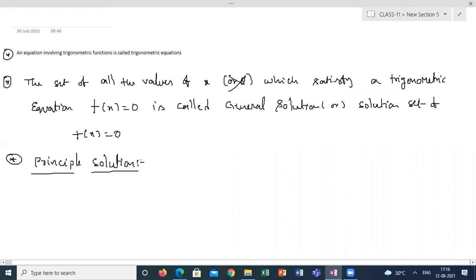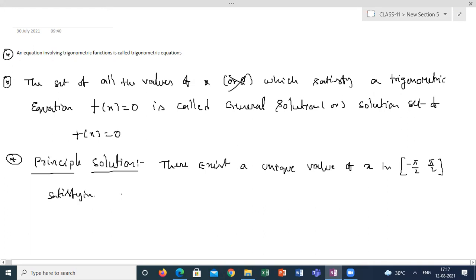There exists a unique value of x in the closed interval minus pi by 2 to pi by 2, satisfying sin x is equal to k, where k belongs to R.